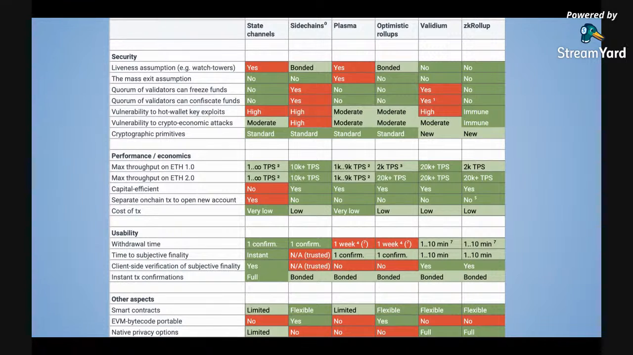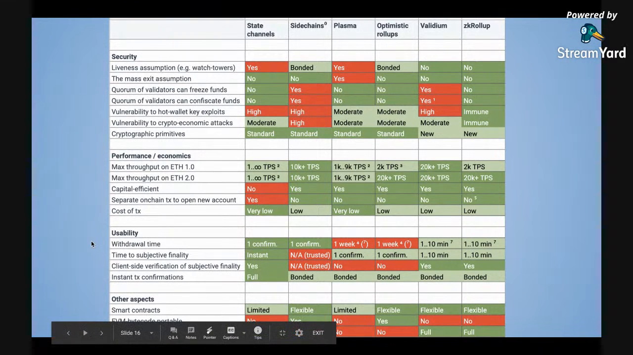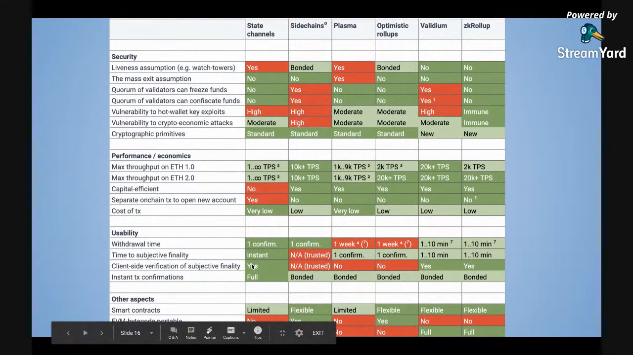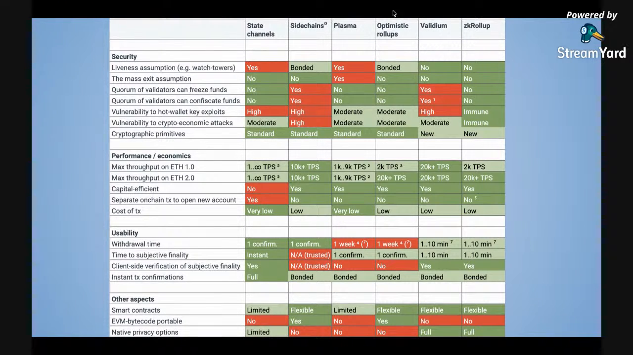Fun fact. Withdrawal time refers to the time it takes to move from that layer 2 solution back to the mainnet. With state channels and sidechains, it's one confirmation. With Plasma and optimistic rollups, because of the fraud-proof mechanism where you can dispute something, it's usually a week. I think the caveats stated here are because it depends on how it's configured, etc. And then with Validium and ZK rollups, it's 1 to 10 minutes.